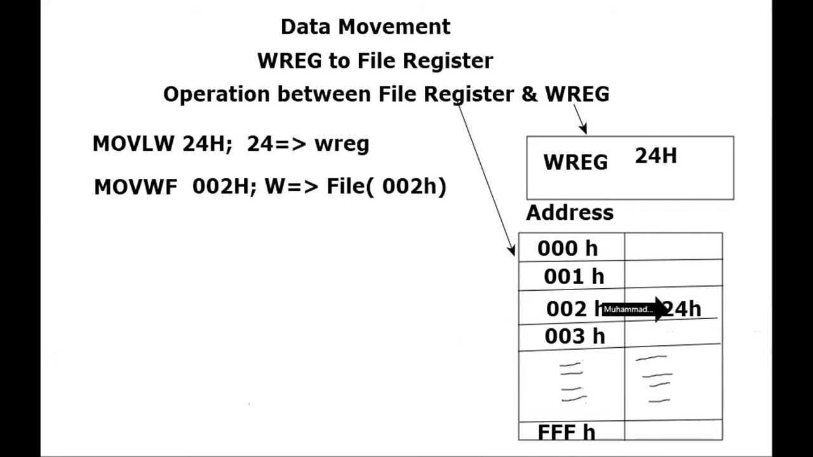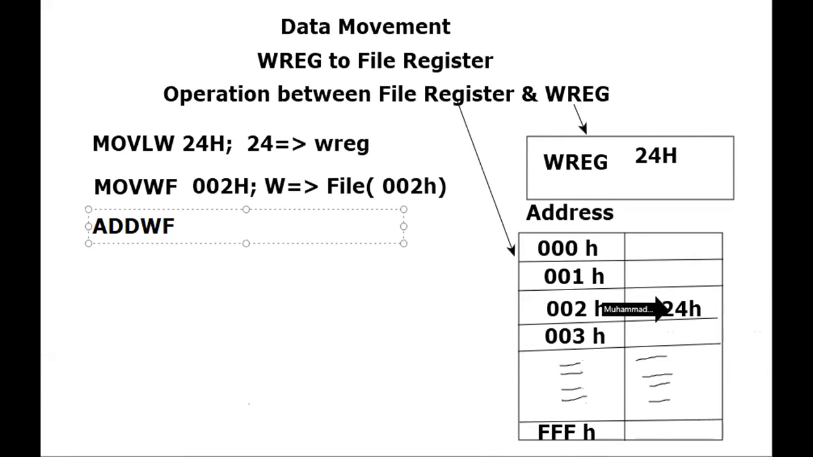The next command which we are going to see in this lab is the add operation between the working register and the file register. So we can write add working to file, right? Add working to file. That means we are adding working and file. And what file? Again, in the file register we have a number of addresses available.